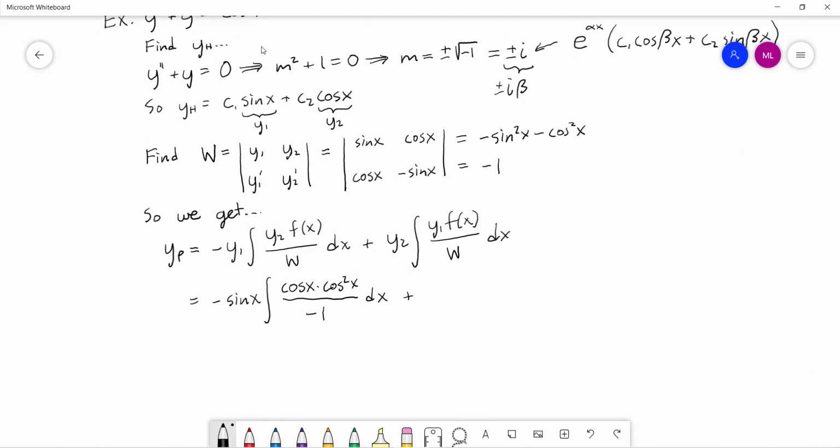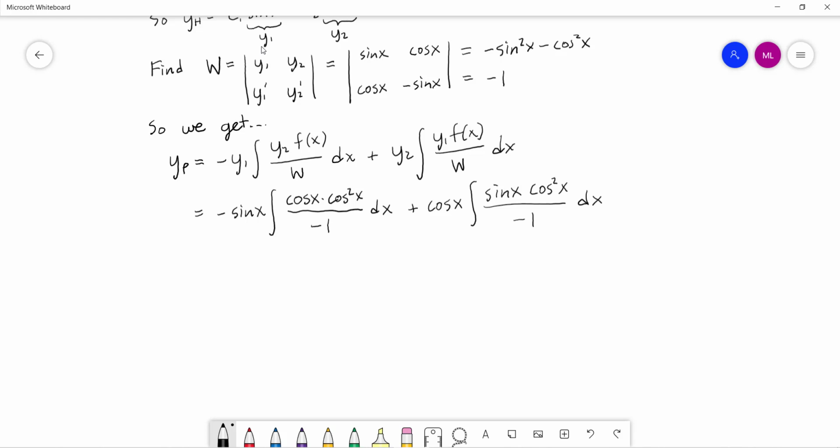dx, plus for the second one, we'll get cosine of x times the integral of y1, which is sine of x, times our f of x, cosine squared of x, also over negative 1 dx. I can pull the negative sign out. We'll have just a sine of x sitting out in front here, and now I just need to integrate cosine cubed of x dx. And for the other one, we'll have a cosine sitting out in front. Let me switch the sign to a negative to account for this minus sign right here. So I'll have cosine of x times the integral of sine of x cosine squared of x dx.